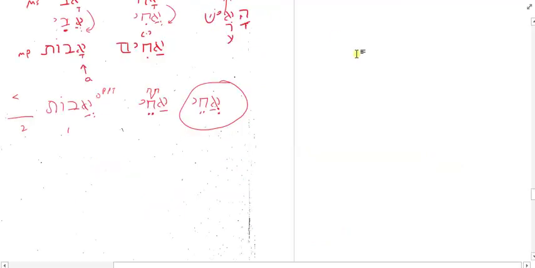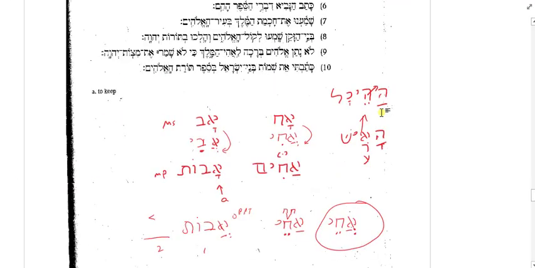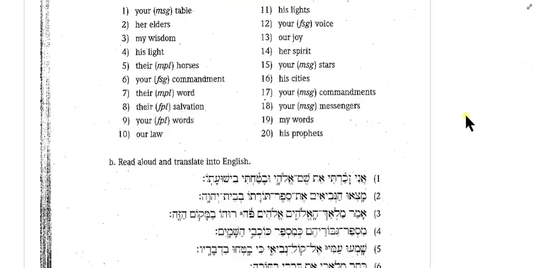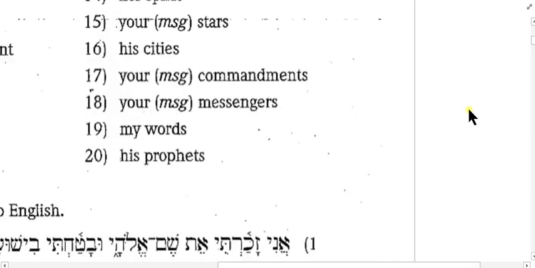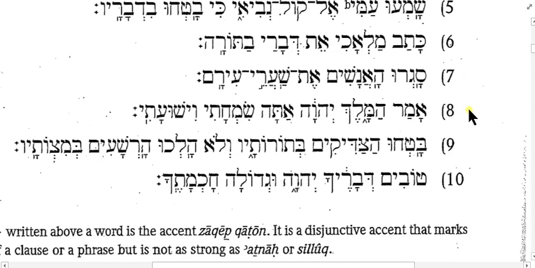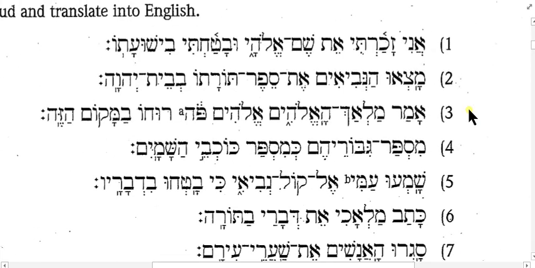All right. Let's take a quick look at our homework here. Oh, I guess I need to pull that up, so let me do that again. So let's take a look at any translation questions that you would have here. Anything here in numbers 1 through 10?